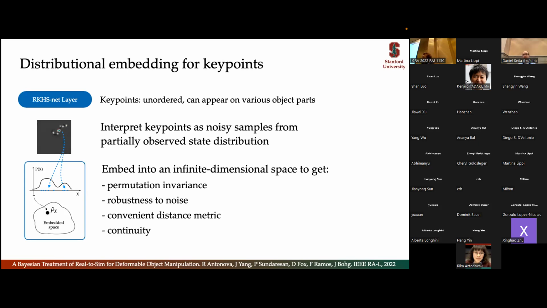What is the convenient distance metric for your case when you are targeting that the sim and the real should behave similarly? So what does that distance metric look like?